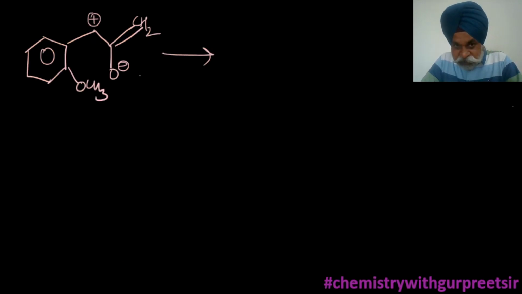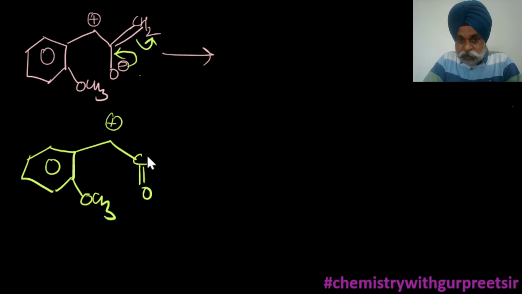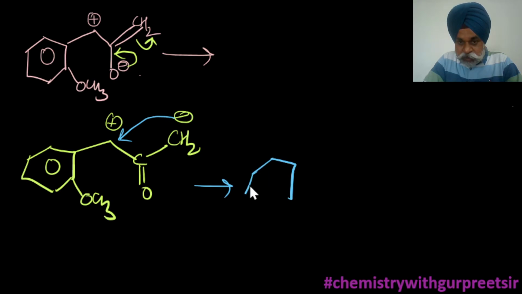Another thing we can think about is if I simply do the resonance. This is the resonance I did. After the resonance, what I received is something like this: methoxy, here you have a positive charge, and here you get a double bond, and this becomes CH2 negative. Now this CH2 negative attacks this carbon and cyclizes. So this would be one of the answers.